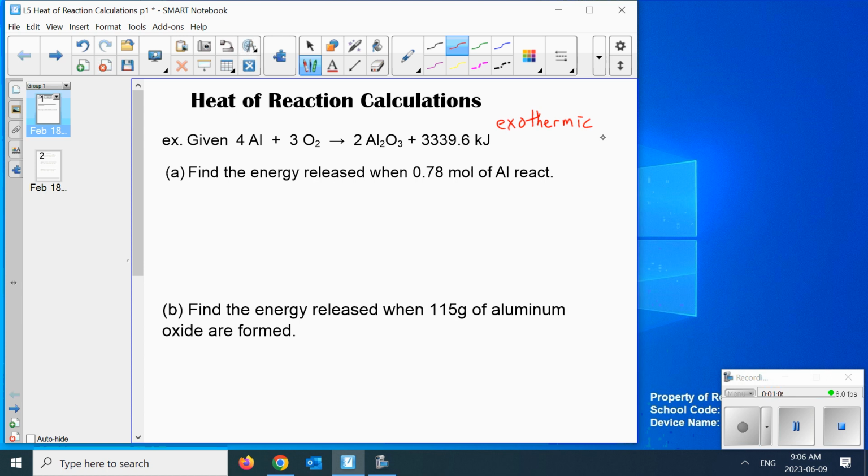Anyways, given that there's aluminum and oxygen combined to make aluminum oxide, with 3,339.6 kilojoules, find the energy release in kilojoules for 7.8 moles of aluminum. Now, assume that the 4, the 3, the 2, the balance numbers, are for moles. And that's the way I'll always do them. So this is basically using our previous units for balanced reactions. So I start with the given item, as usual.